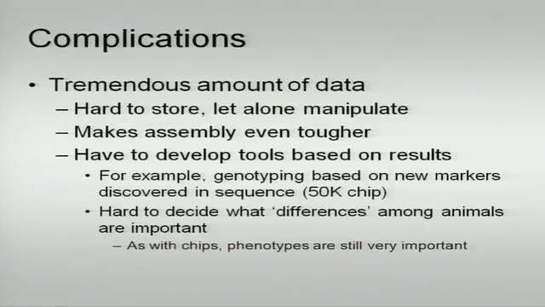There's a tremendous amount of data to worry about. It's hard to store, hard to find enough storage to do this overall, let alone manipulate the data and try to put everything together, which makes this assembly process even tougher. And then we have to develop tools based on the results. For instance, we need to discover ways to genotype based on new markers that are discovered in the sequence. That's what part of the 50K was based on originally, although there are other methods that went into that as well.